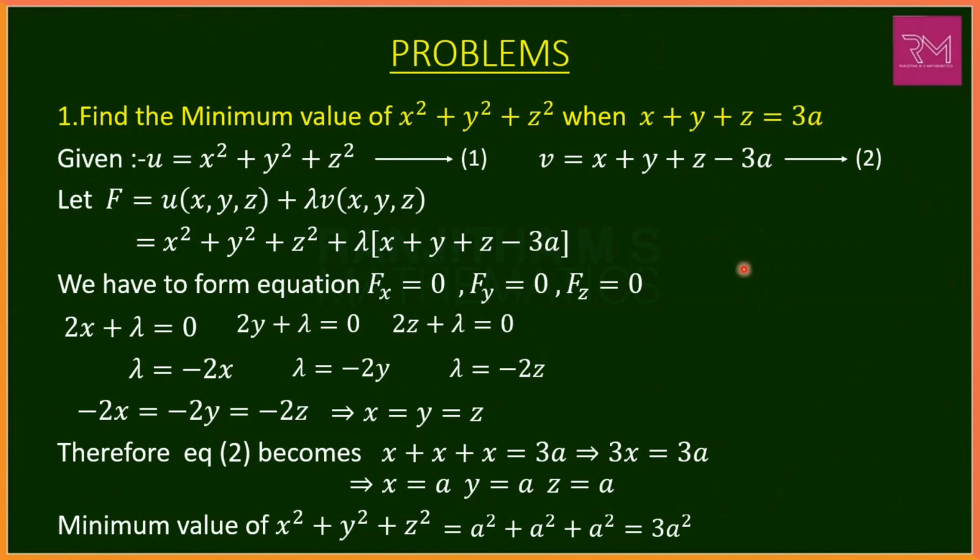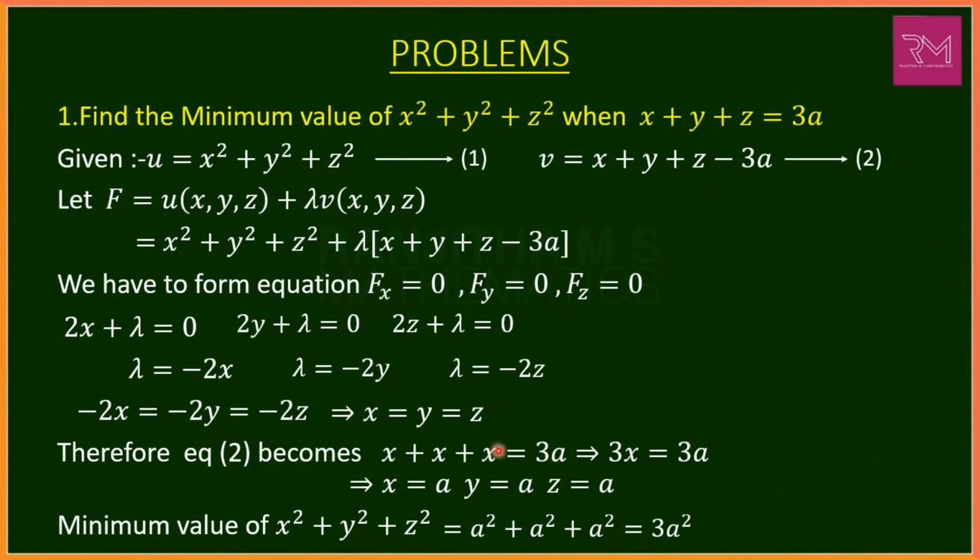This is the procedure to find the minimum value or maximum value subjected to some condition. Here, to find the minimum value or maximum value, first we have to form the auxiliary equation. After finding the auxiliary equation, we have to form the equations fx equal to 0, fy equal to 0, fz equal to 0. Using these equations, find the lambda value. After finding the lambda value, we get the values of x, y, z.